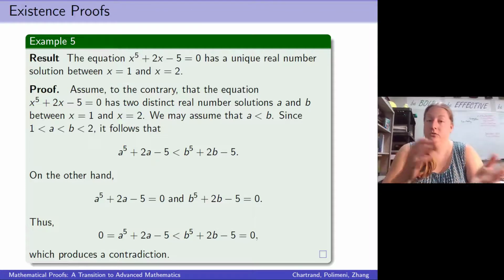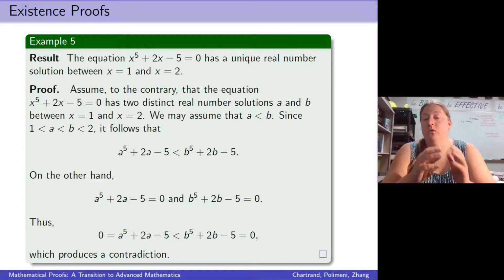So I'm going to use a proof by contradiction. I'm going to assume to the contrary that the equation x^5 + 2x - 5 = 0 has two distinct real number solutions, a and b, between 1 and 2. Without loss of generality, we can assume a is less than b, and since a and b are between 1 and 2, we know that a^5 is going to be a positive number, and we know that b^5 will also be a positive number.